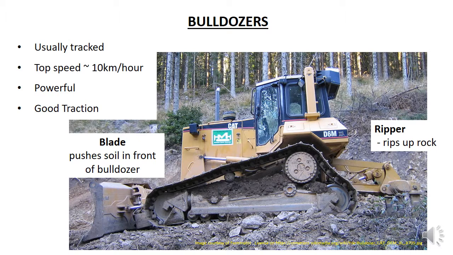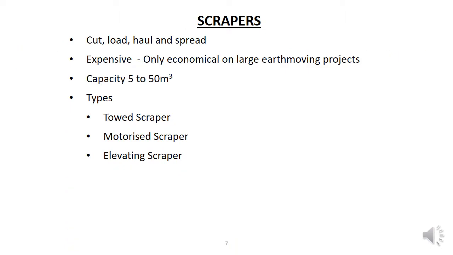Bulldozers can also be used to tow unpowered scrapers or rollers, or to assist powered scrapers in heavy or wet ground. So let's look at scrapers. Scrapers are specialized earth-moving equipment. They are able to cut, haul, and lay large quantities of soil in one process. Basically, a scraper scrapes up the soil in a 10 to 300 millimeter thick layer.